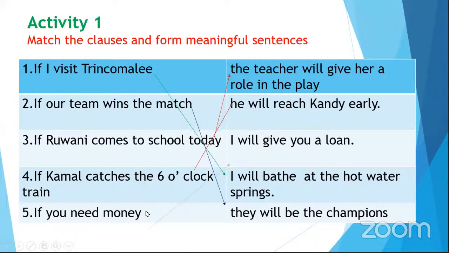If you need money, I will give you a loan. So if you need money, I will give you. I think my activity is very simple. You understood the conditional type 1. Having understood this knowledge, we can move on to the next one. That is the second one.